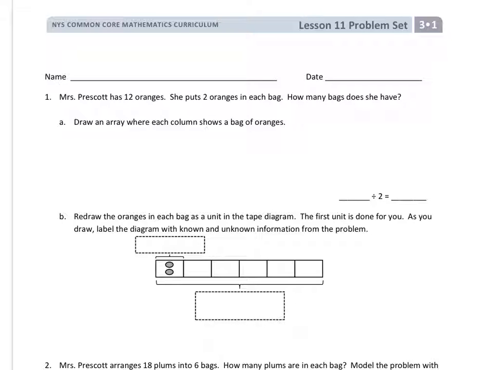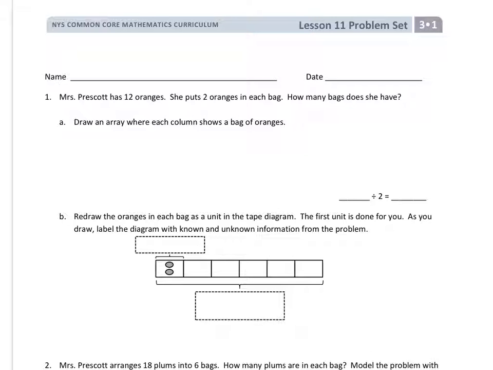Mrs. Prescott has 12 oranges. She puts 2 oranges in each bag. How many bags does she have? Well, first part A is asking us to draw an array where each column shows a bag of oranges. So first we need to think about which way does a column go. Well, if you row your boat, hopefully you remember that rows go this way. And that L in column helps us remember that columns go up and down.